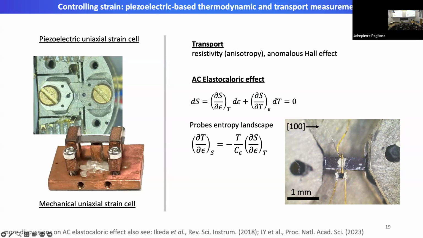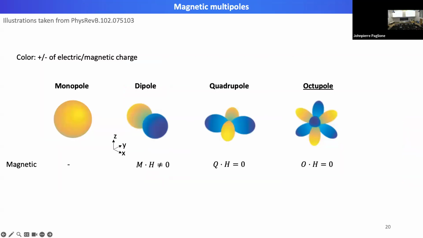order. Right. So very quickly, let me just remind you of what magnetic octopoles would look like. So this is a series of progression from monopole to dipole and quadrupole to octopole. Right. So for inversion symmetric systems, the magnetic dipole would be the lowest allowed magnetic multipole, and the next allowed magnetic multipole would be this magnetic octopole here.